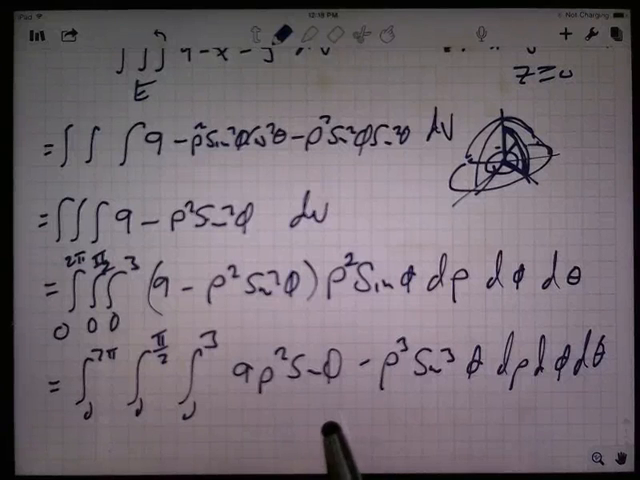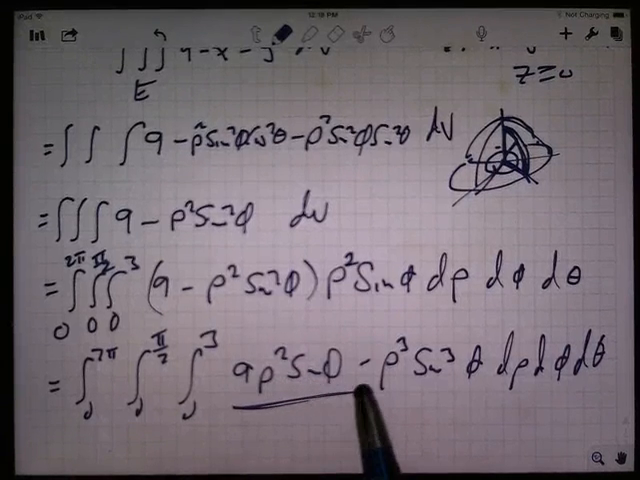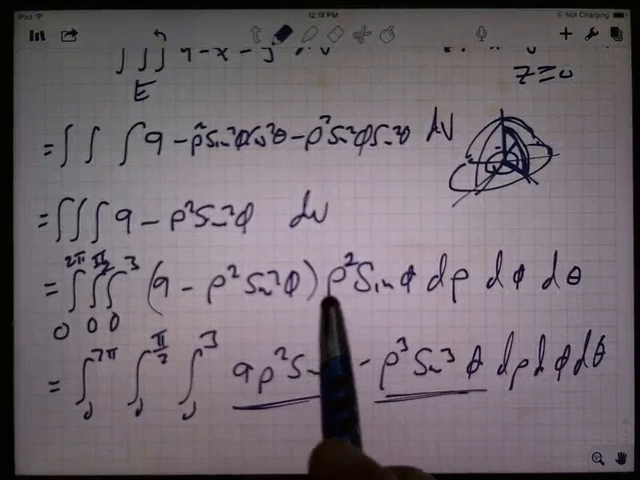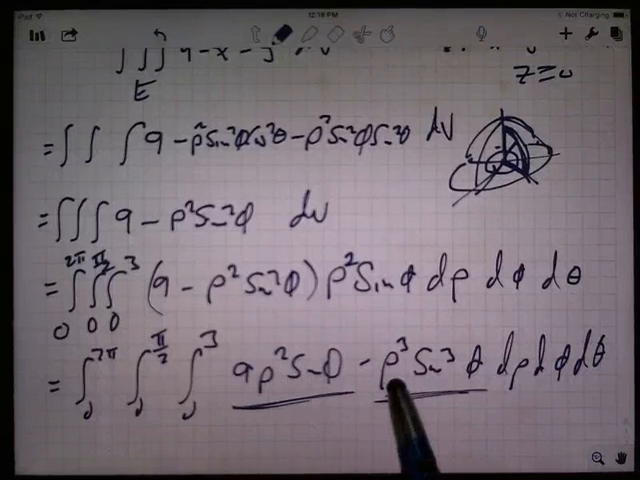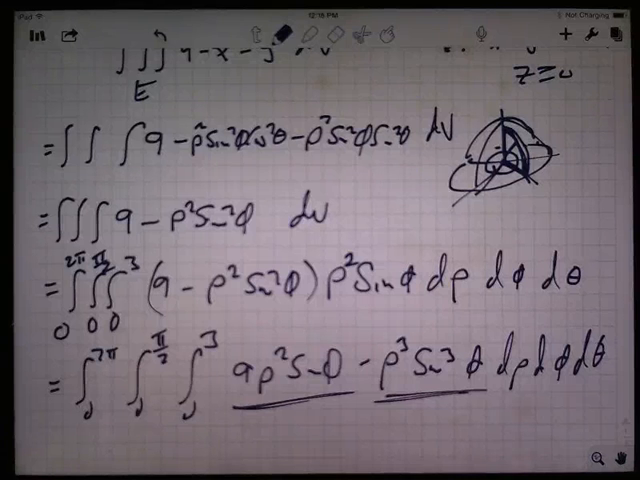To do this integral, I would split it into two. I would integrate just this one, because this one splits nicely as a product of something just in rho, just in phi, just in theta, and this one is the same way. The problem is I can't do it all at once, because this has a rho squared and this has a rho cubed, but not too hard to integrate that separately.